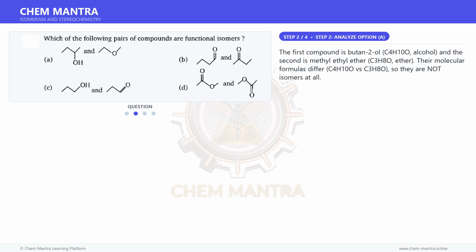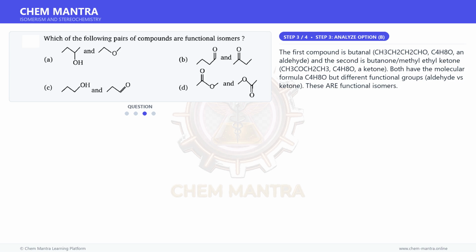Moving on to the next step. The first compound is butan 2-ol C4H10O alcohol, and the second is methyl ethyl ether C3H8O ether. Their molecular formulas differ, C4H10O versus C3H8O, so they are not isomers at all. Moving on to the next step.